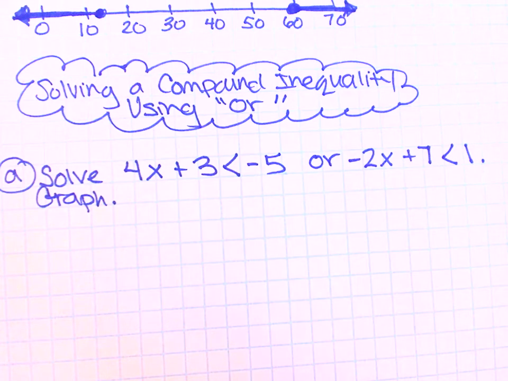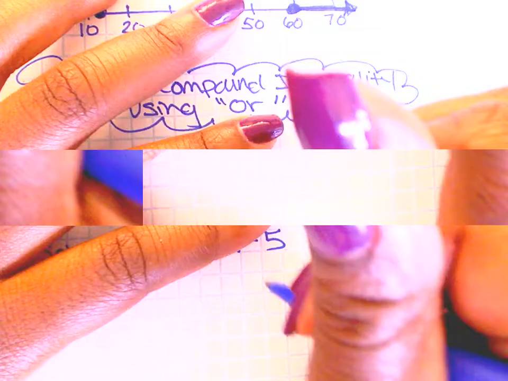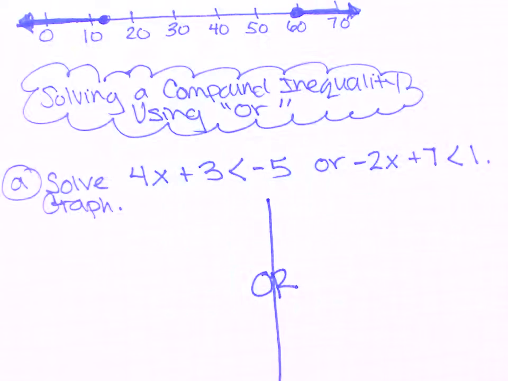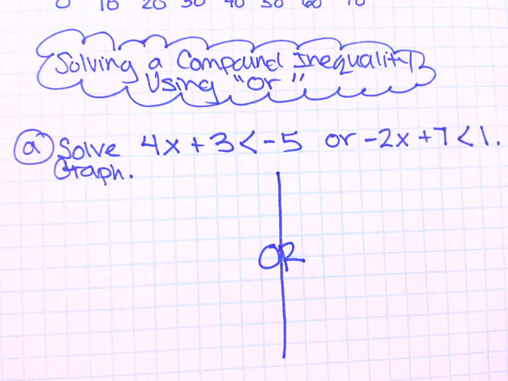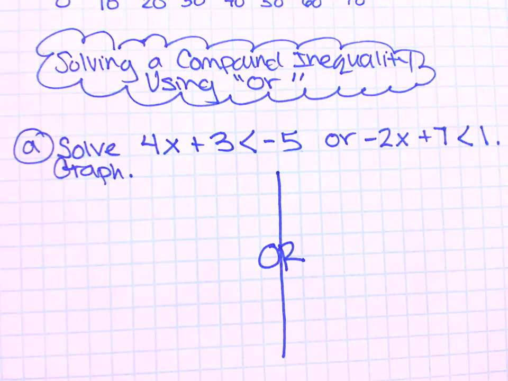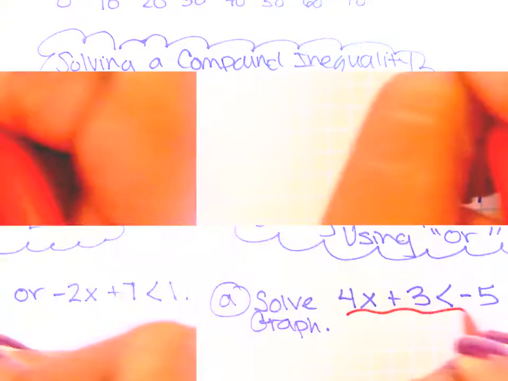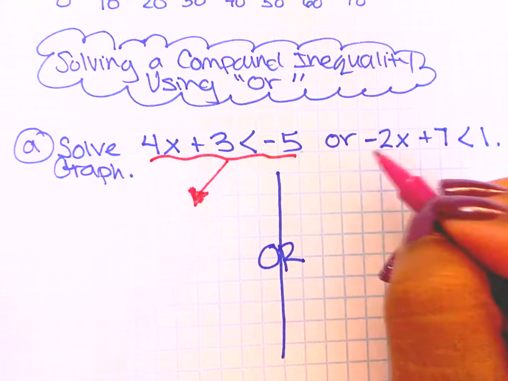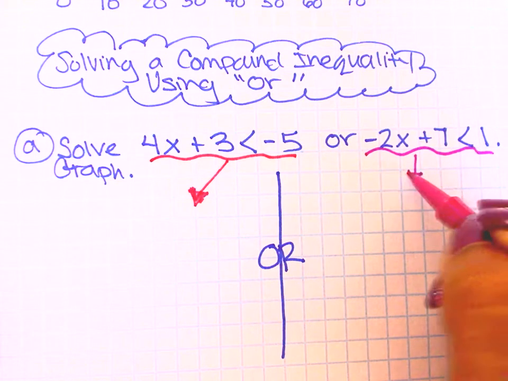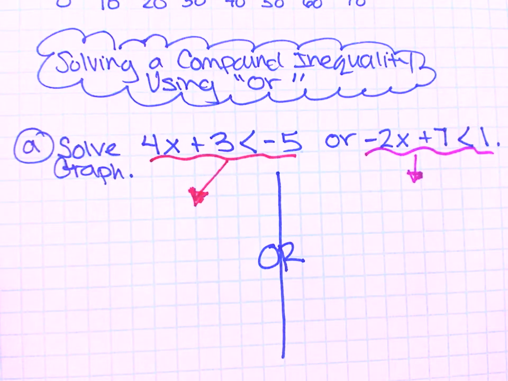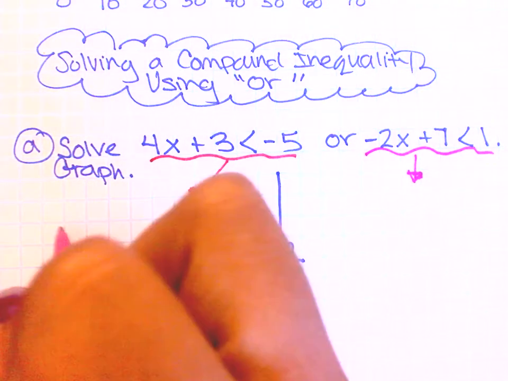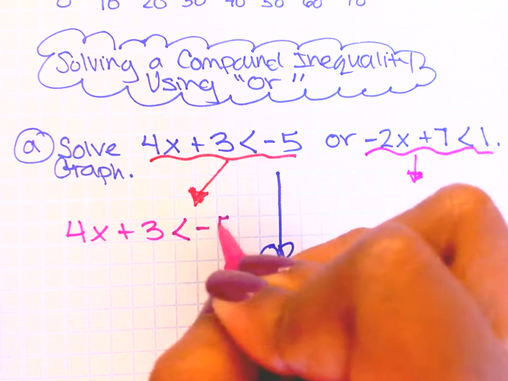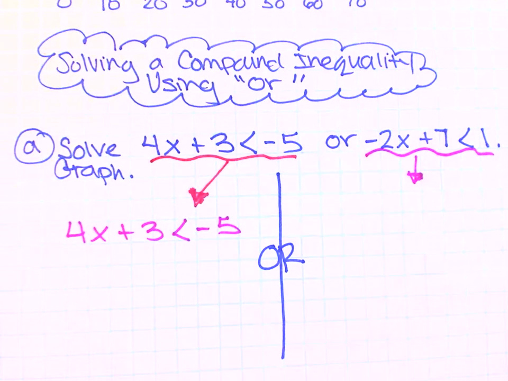So what I like to do to solve these problems is I like to draw a line to separate them. And I like to put a big OR on the line. So my first equation, this one right here, is going to go on this side of my line. And my second equation is going to go on this side. So I have 4x plus 3 is less than -5. Oops, wrong color.